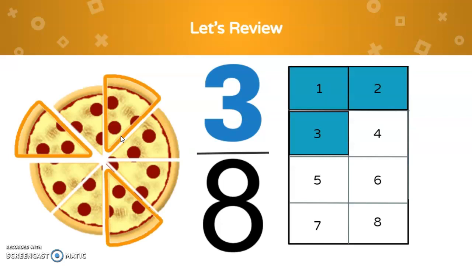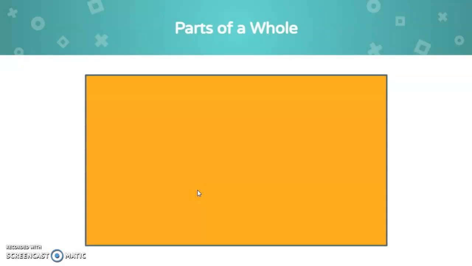This pizza is our whole. It is separated into 1, 2, 3, 4, 5, 6, 7, 8 different pieces. Of those 8 parts, 3 of them are highlighted. Can you see how these 3 pieces are highlighted? So, to represent how many pieces we have highlighted out of our whole pizza, we have an 8 on the bottom, and we have a 3 on the top to represent how many of those 8 are highlighted. Great! So we know that a fraction is a part of a whole.